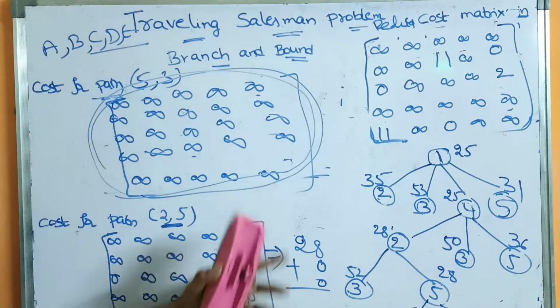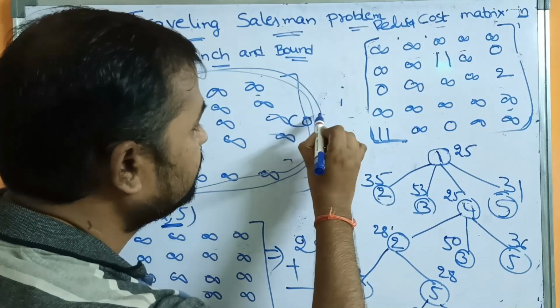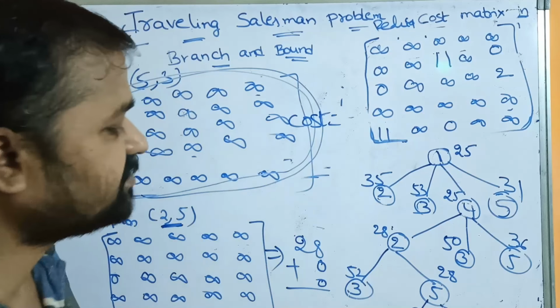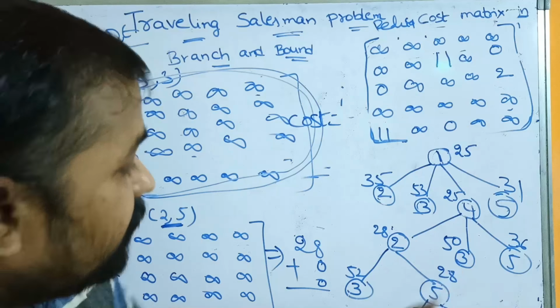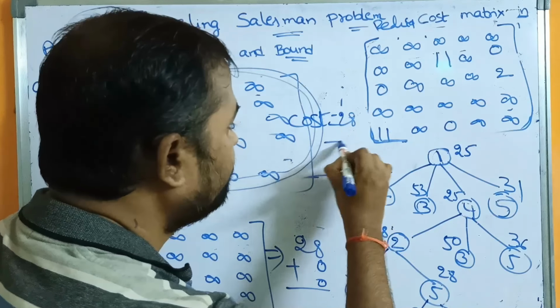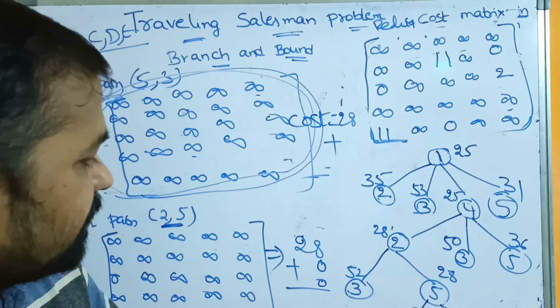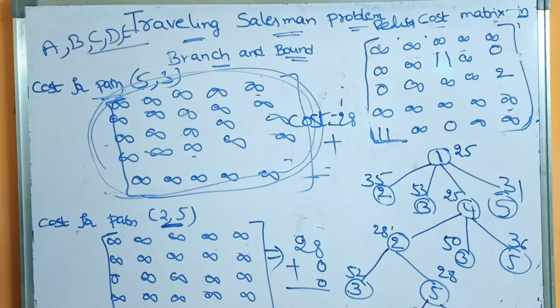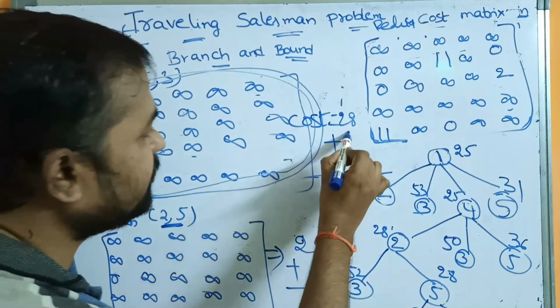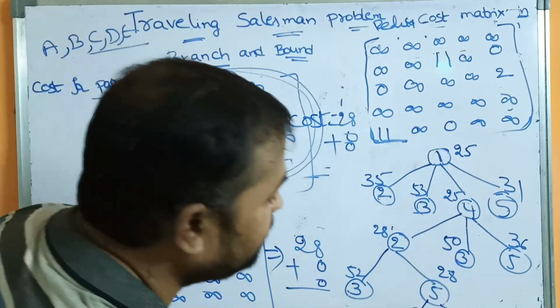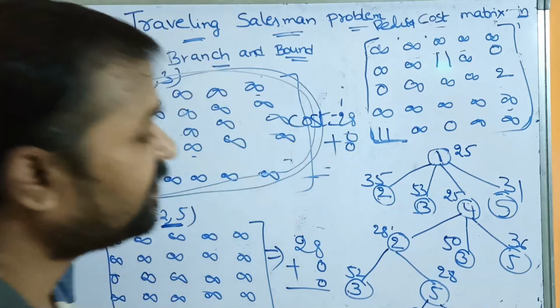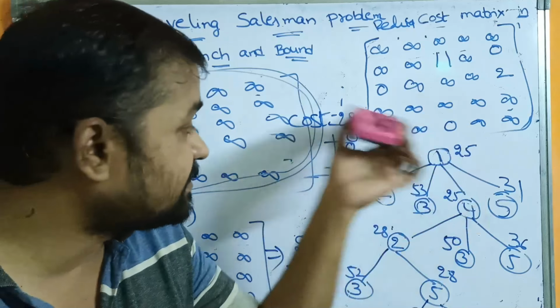So what is the cost here? If you calculate the cost here, what is the cost of this parent node? So 28 plus what is the edge cost from 5 to 3? From 5 to 3, what is the edge cost? Fifth row, third cell. That is 0. And reduced cost is 0. So here also the cost is 28 only. So this is the solution here.